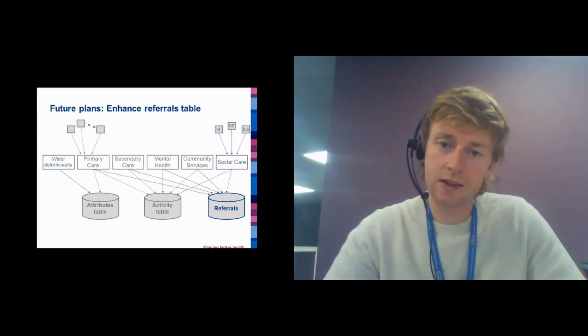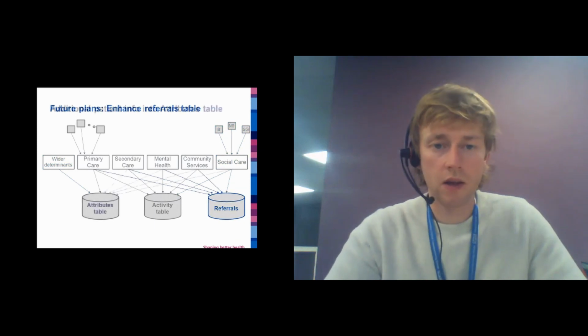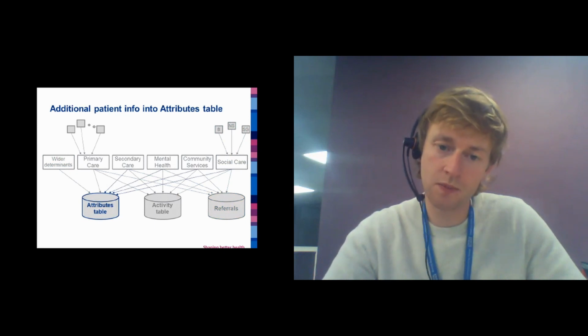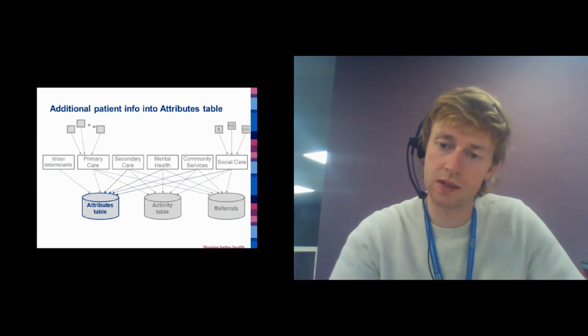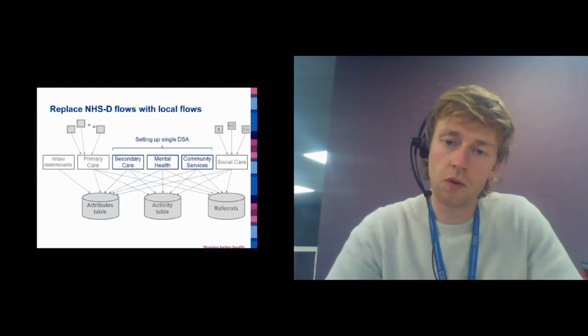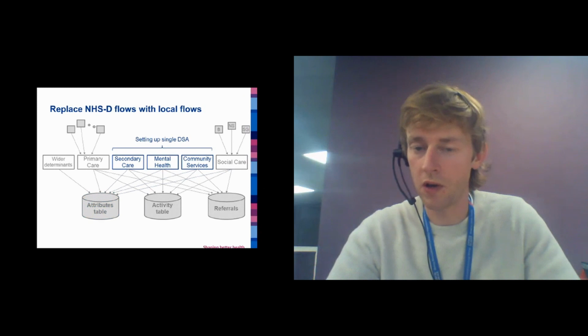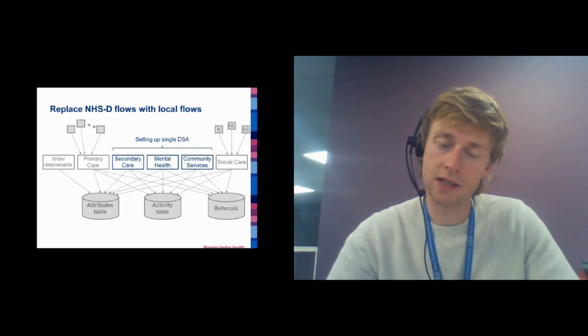There's many future plans, one of which is to enhance that referrals table with other referrals information, not just from social care, but also primary care, secondary care, and so on. We also plan to add in additional patient-related attribute information into the attributes table, so not just from primary care and wider determinants data, but also from secondary care, mental health, community, and social care. Also, we're looking to replace the flows of data that we currently get from NHS Digital with local flows that we have more control over. And this will involve setting up a single data sharing agreement for those flows that do currently stem from NHS Digital.